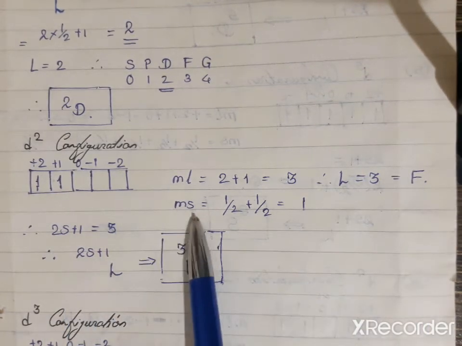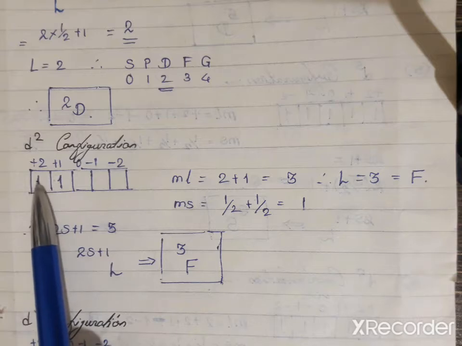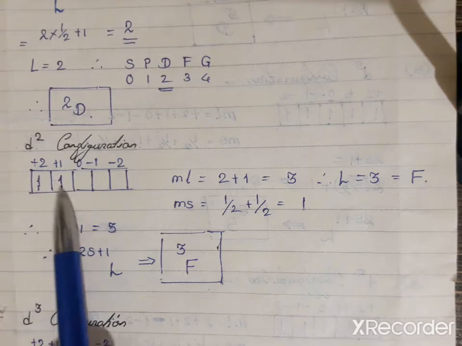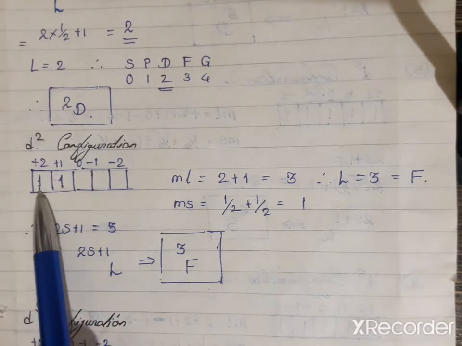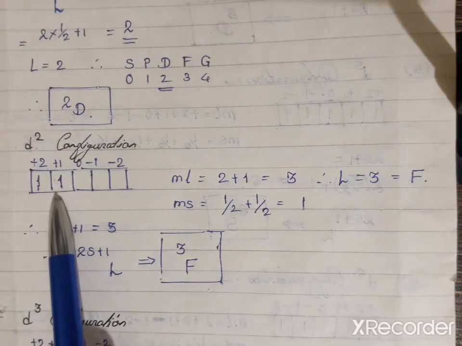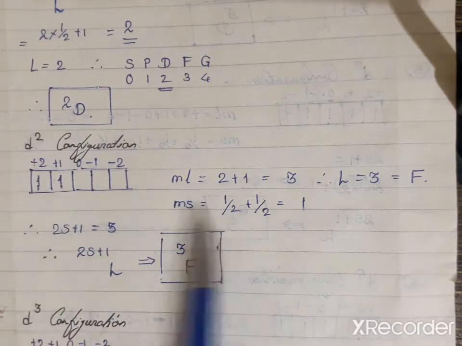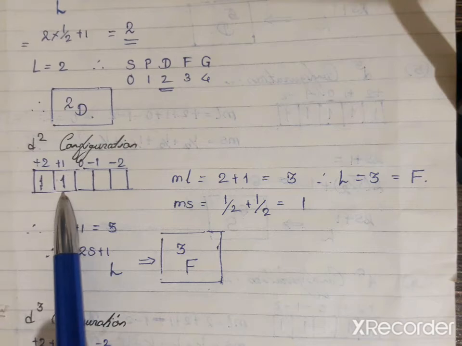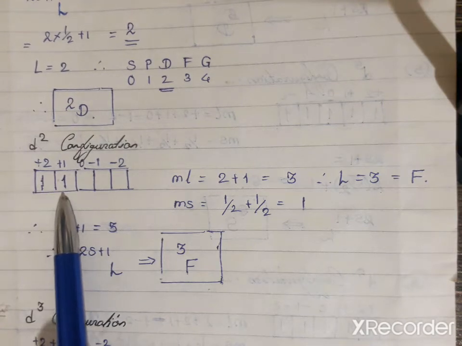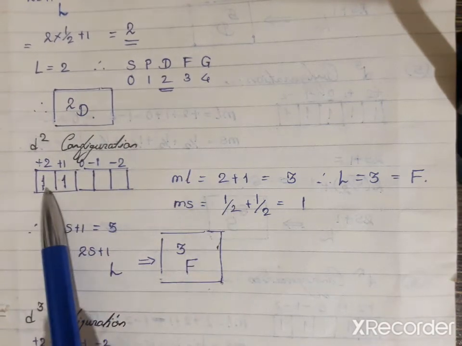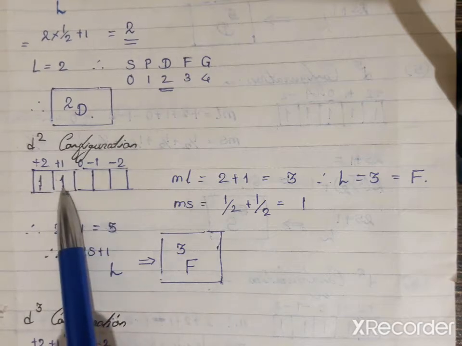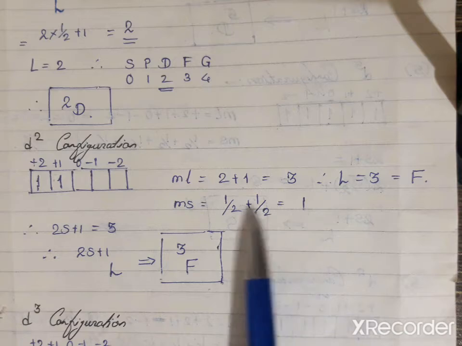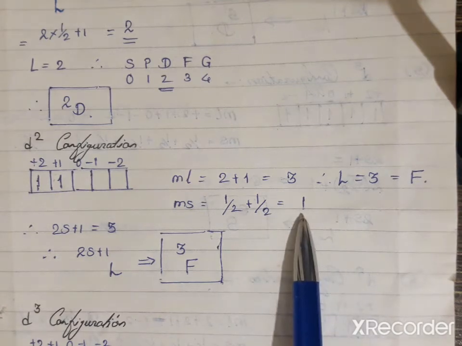Now for ms, let us consider the spins. There are 2 unpaired electrons, the first in the plus 2 orbital and the second in the plus 1 orbital. The spin of the first electron is plus 1 by 2. The spin of the second electron is also plus 1 by 2. So the total spin is half plus half, which is equal to 1.